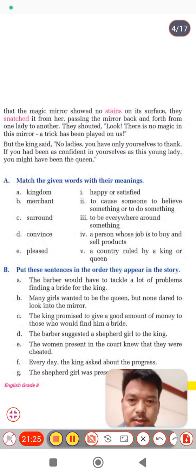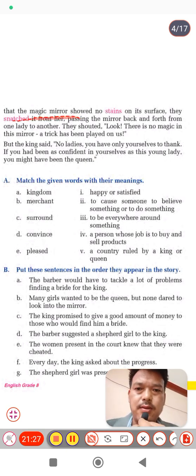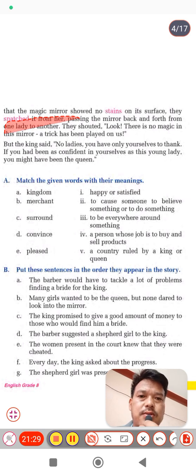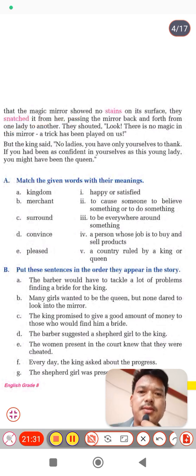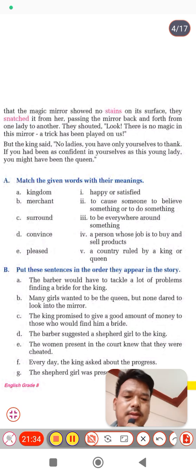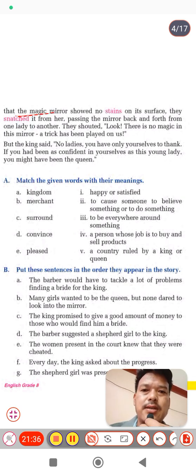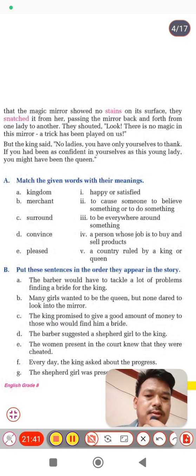Now, they saw that the magic mirror showed no stain on its surface. When that young girl looked at the mirror, there was no sign of any black spot on the surface of the mirror.